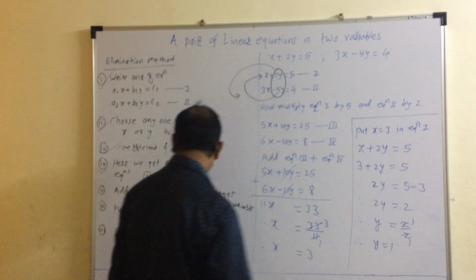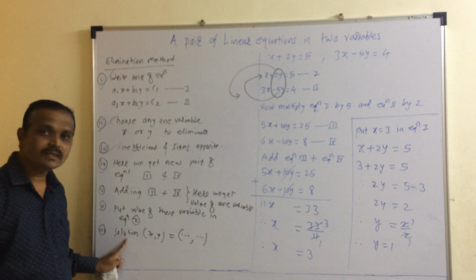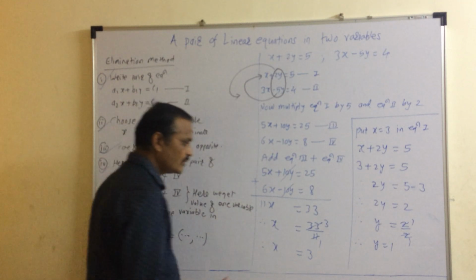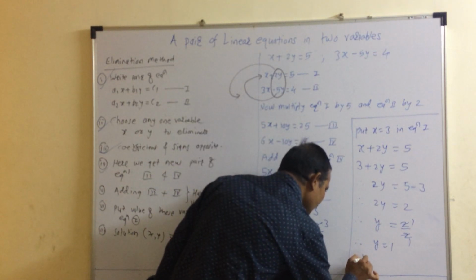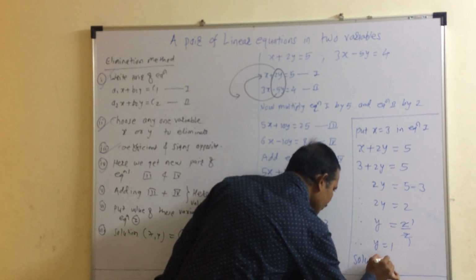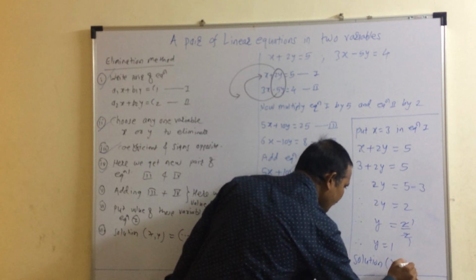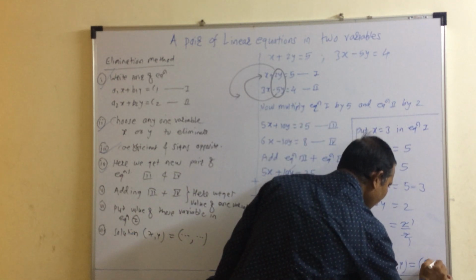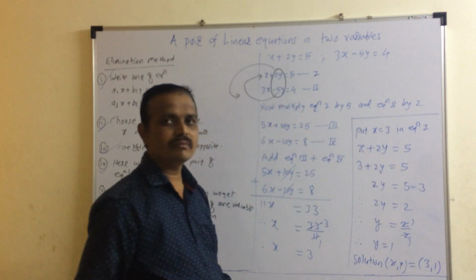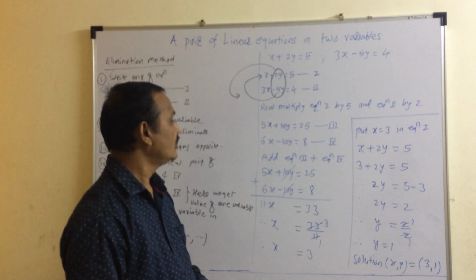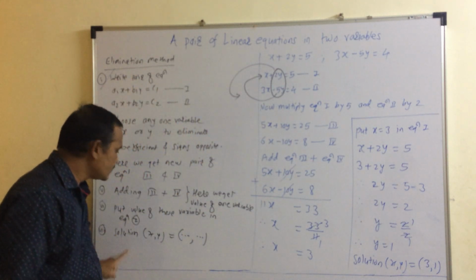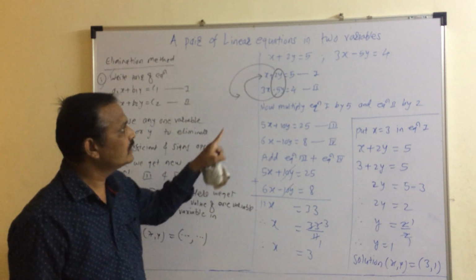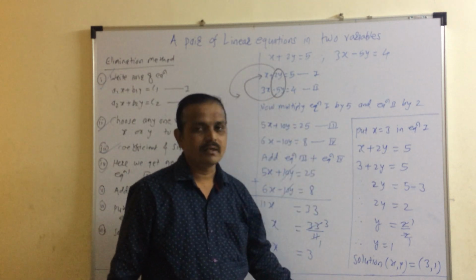Now finally write the solution. In the last step we write the solution: x comma y is equal to 3 comma 1. In this way, using these steps, we can easily find the solution.